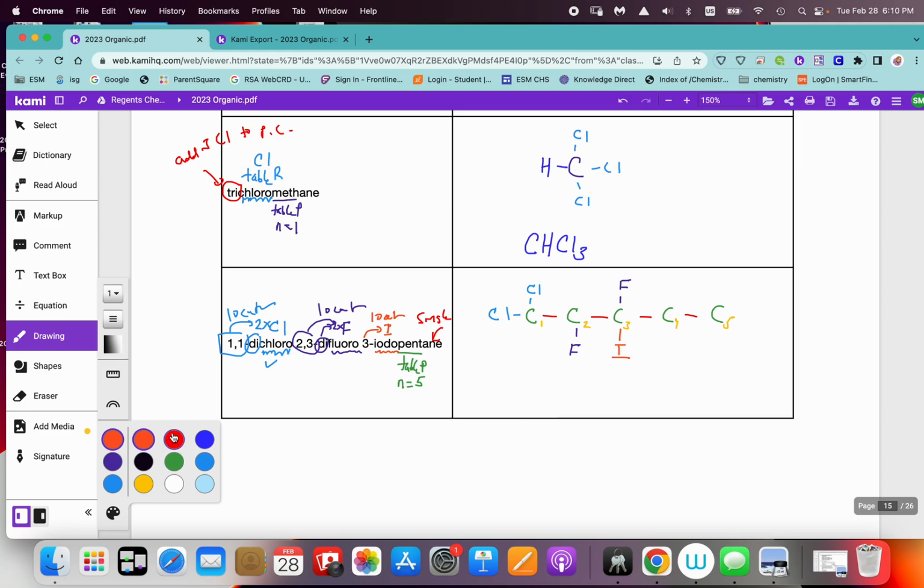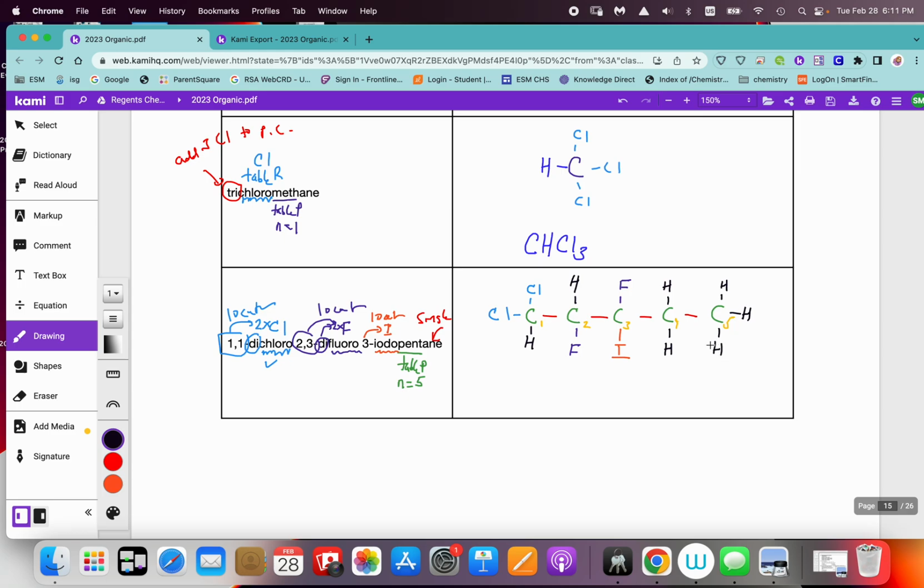Any carbon that does not have 4 bonds, we fulfill it with hydrogens. So carbon 1 has 3 bonds, so it needs 1 hydrogen. Carbon 2 has 3 bonds, so it also needs 1 hydrogen. Carbon 3 already has 4 bonds, no hydrogens. Carbon 4 only has 2 bonds, so we have to add 2 hydrogens to get to the 4 bond fulfillment. And carbon 5 only has 1 bond, so we have to add 3 hydrogens to it so it gets its 4 bond fulfillment.